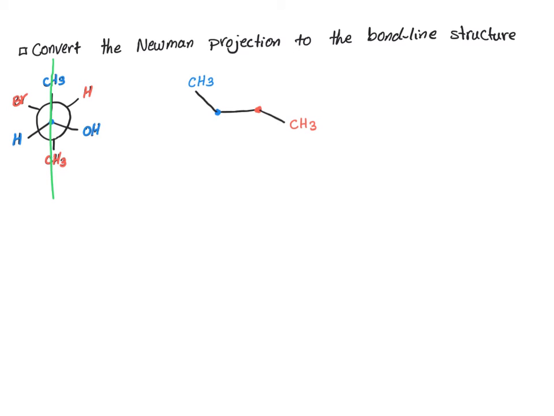Okay. Now, after drawing this, any groups that are on the left are going into the plane of the page, and any groups that are on the right are coming out of the plane of the page. So let's draw them. To the blue carbon, right here, I have hydrogen attached, which is going into the plane of the page, and to show it, I can use the dash bond.